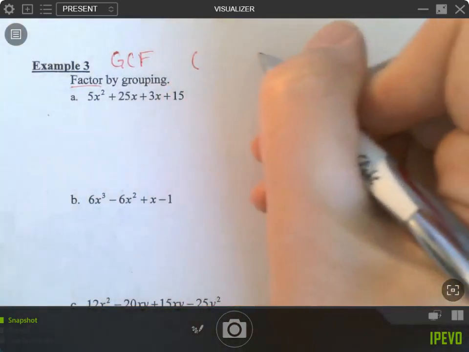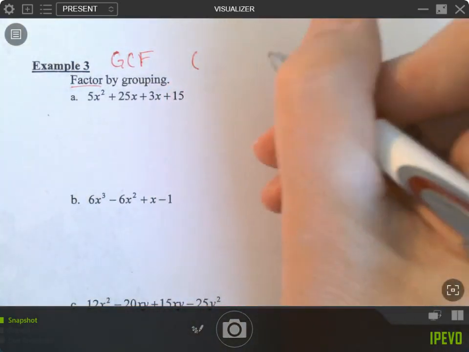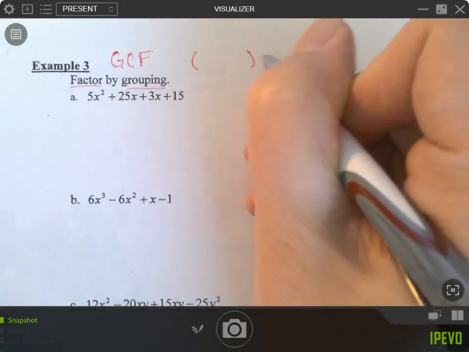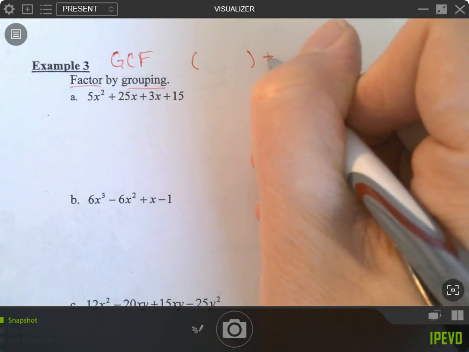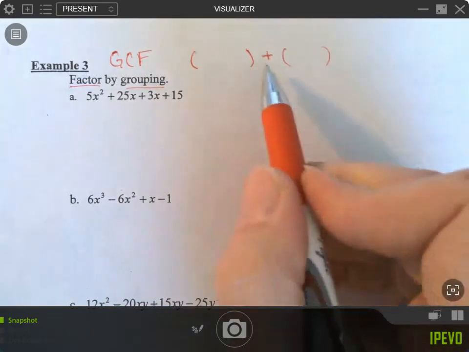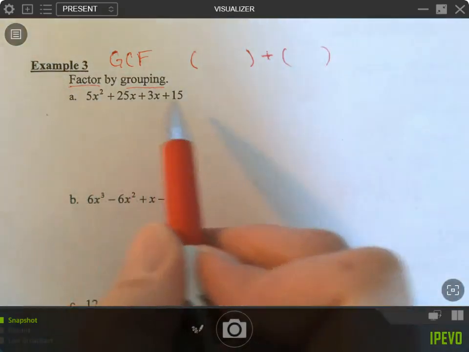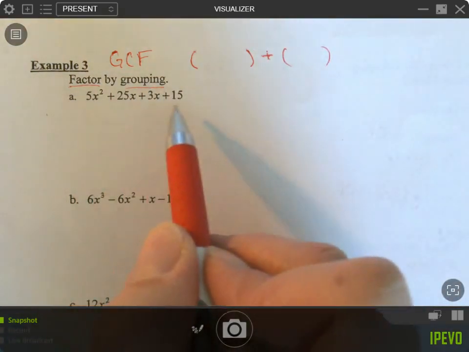Now, whenever you're doing this and you're not using Photomath, anytime you go to factor by grouping, you're going to do 2 things in one set and 2 in the other set with a plus sign always in the middle. All right, so here's the deal. They don't have a GCF, and there's nothing I can do with them as they are.